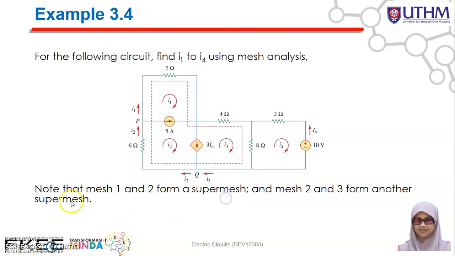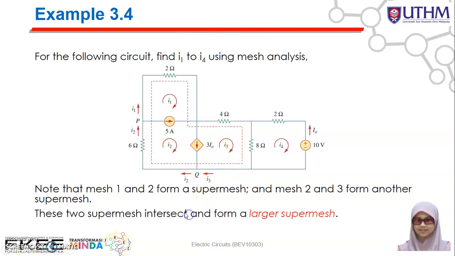Okay, so just take note that mesh 1 and mesh 2 form a super mesh, because you have a 5 ampere source between the two meshes. So that's why mesh 1 and mesh 2 form a super mesh here. Okay, and mesh 2 and mesh 3 will form another super mesh. Here you have a current source as well. This one we call a dependent current source. The dependent current source occurs between the two meshes, so that's why mesh 2 and mesh 3 will form another super mesh.